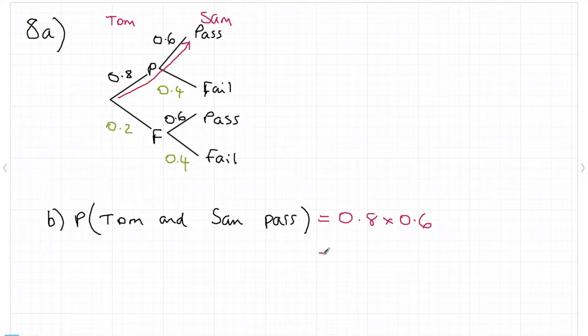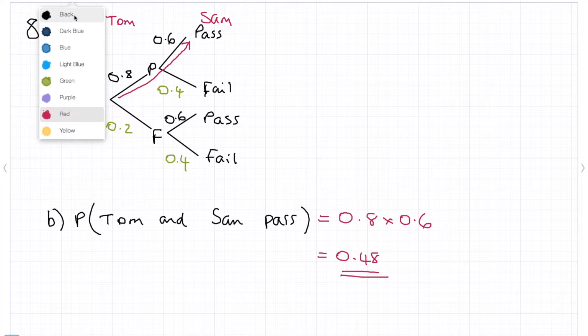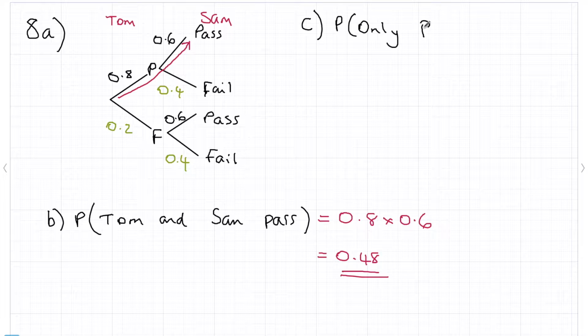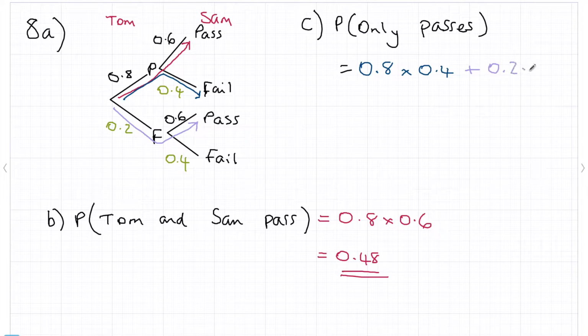0.8 times 0.6 is 0.48. And then, similar to the last question, you've got to find the probability exactly one of them passes. So that's either Tom passes, the blue route, and then Sam fails, or Tom fails and then Sam passes.